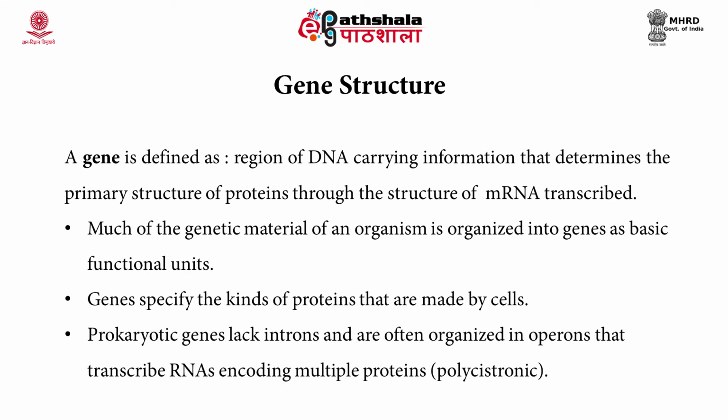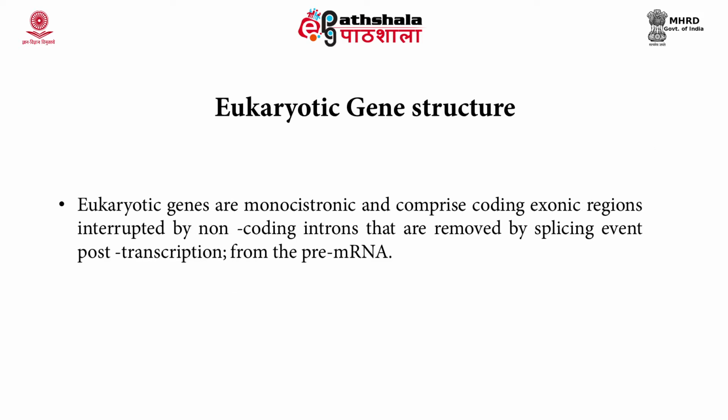A prokaryotic gene lacks introns and are often organized in operons that transcribe RNAs encoding multiple proteins. Such genes are said to be polycistronic, whereas a eukaryotic gene is monocistronic and it comprises coding exonic regions interrupted by non-coding introns that are removed by splicing event post-transcription from the pre-mRNA.